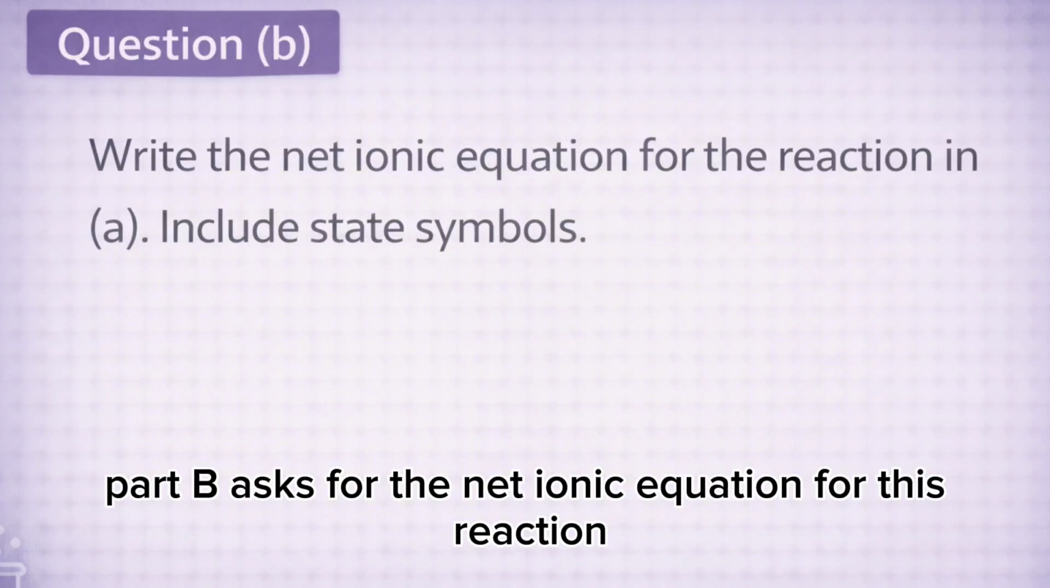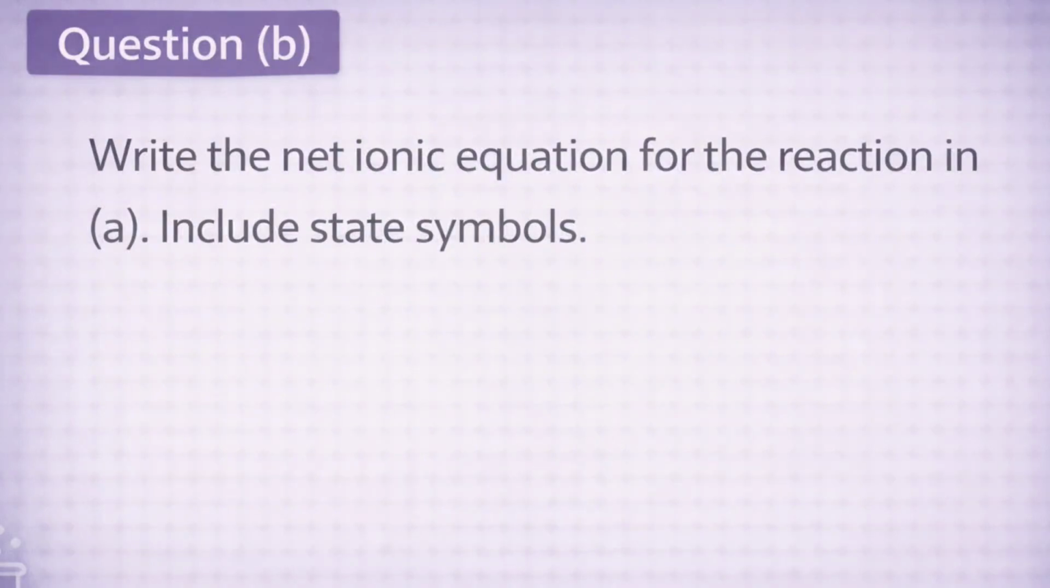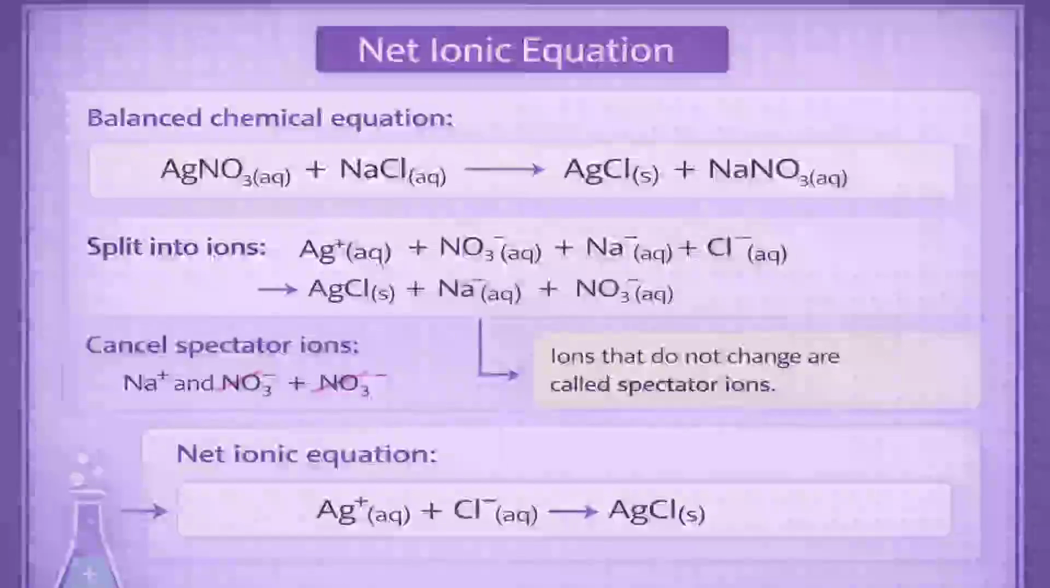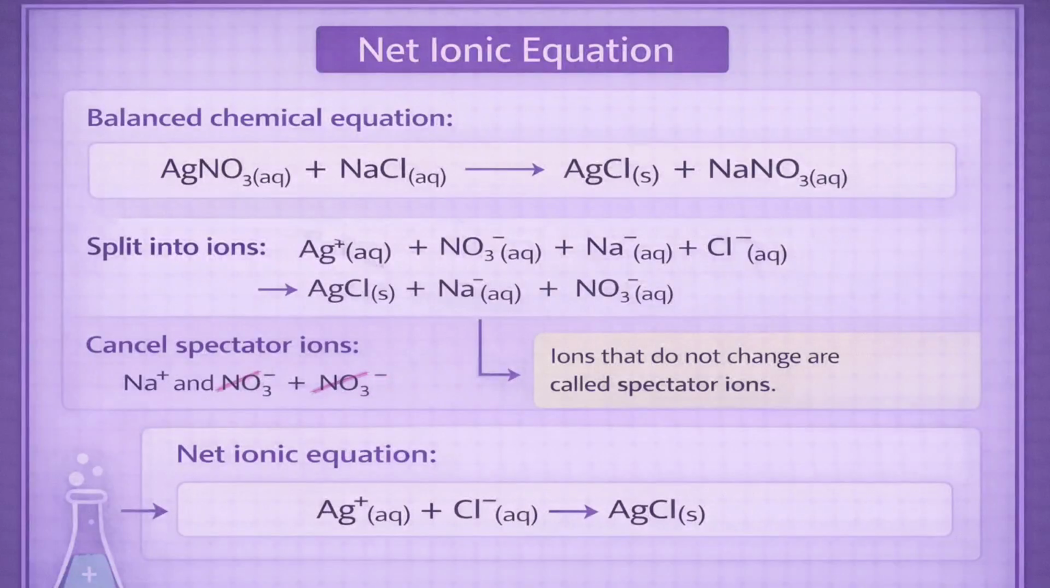Part B asks for the net ionic equation for this reaction. First, we write the balanced chemical equation for the reaction. Silver nitrate reacts with sodium chloride to form silver chloride and sodium nitrate. AgNO3 aqueous plus NaCl aqueous produces AgCl solid plus NaNO3 aqueous.